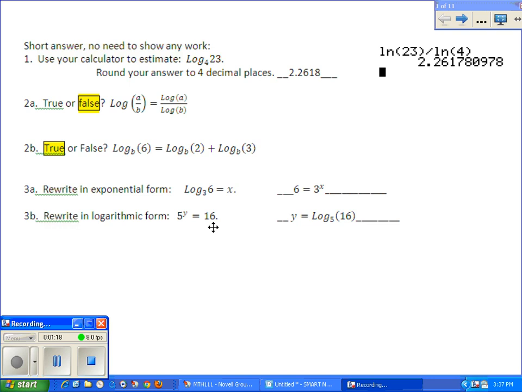Going the reverse direction, this is an exponential form. We want to rewrite it in log form. The base of the exponent will become the base of the log, swinging over to the other side, leaving us with y equals log base 5 of 16.